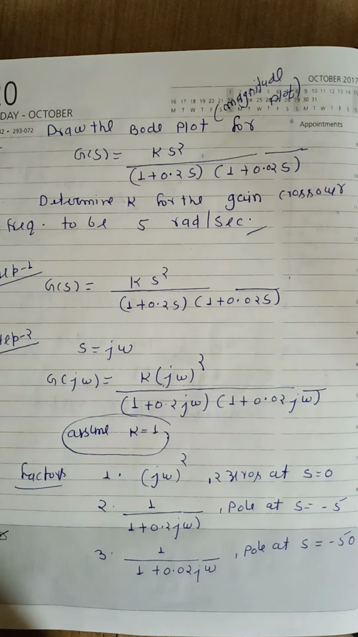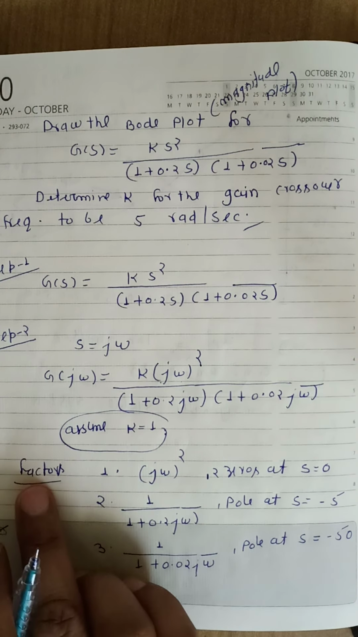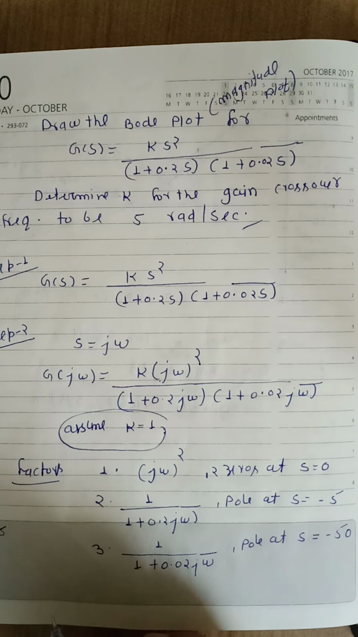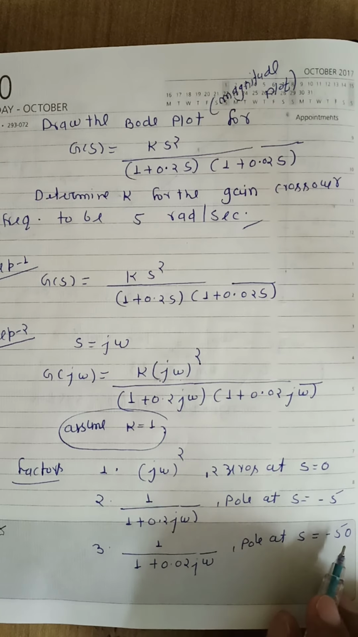So first we have to define different factors. The first factor we have is (j omega) power 2. It will define two zeros at s equal to 0, or two zeros at the origin. The second factor we have is 1 over 1 plus 0.2 j omega. It will define a pole at s equal to minus 5. And the third term we have is 1 over 1 plus 0.02 j omega. It will define a pole at s equal to minus 50.